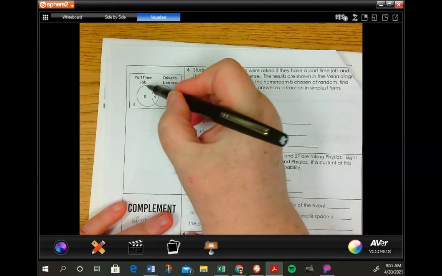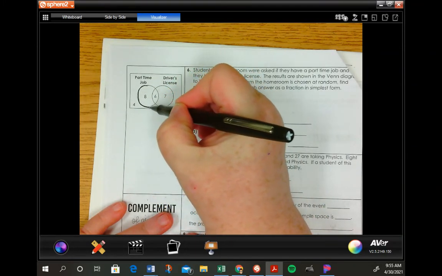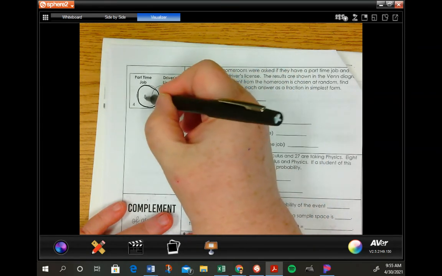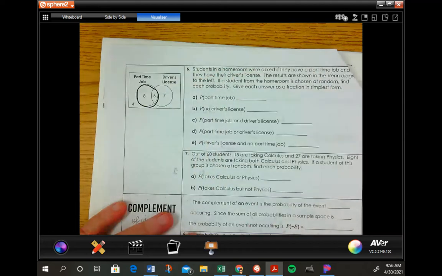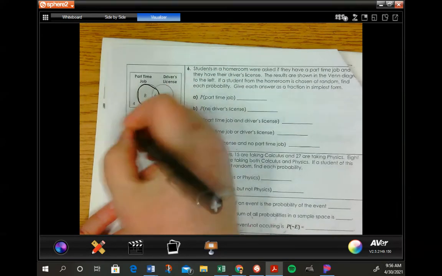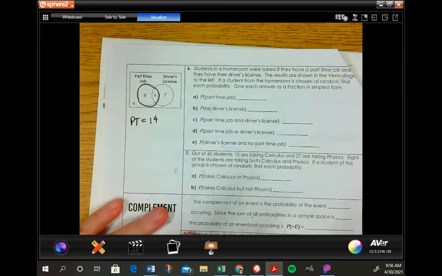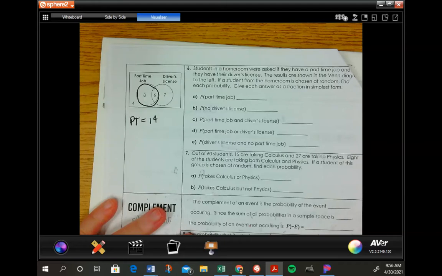If you look at the whole circle, all of the numbers in the black circle had part-time jobs. So part-time jobs equals 14. We do the pink circle.